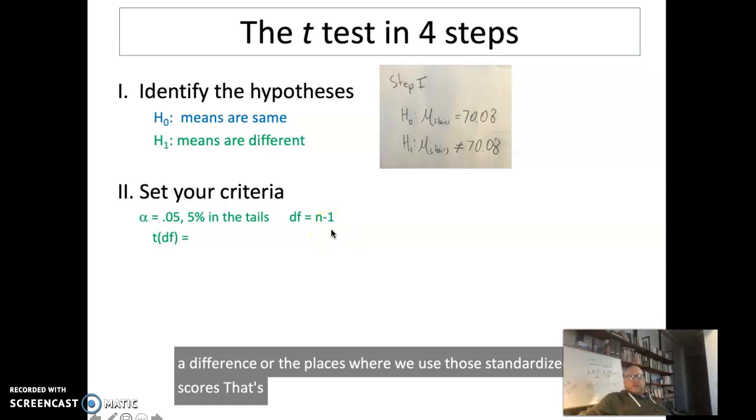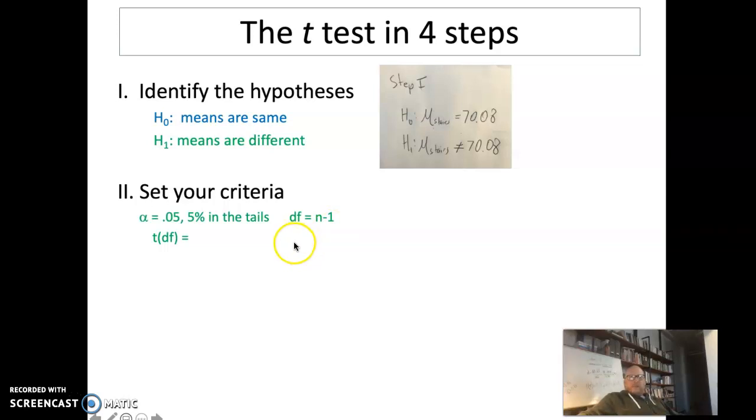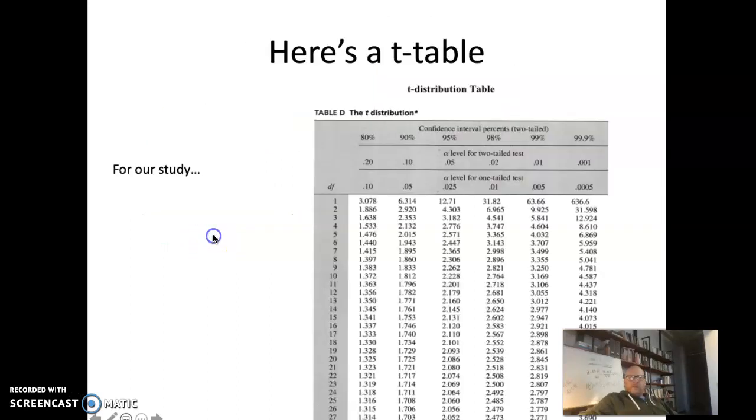Okay, the next thing we're going to do is set our criteria. Now, with the z-table, what we did is we just divided our alpha in half and looked up the value here. The t-table is a little bit different, so I'm going to step away from this for just a second.